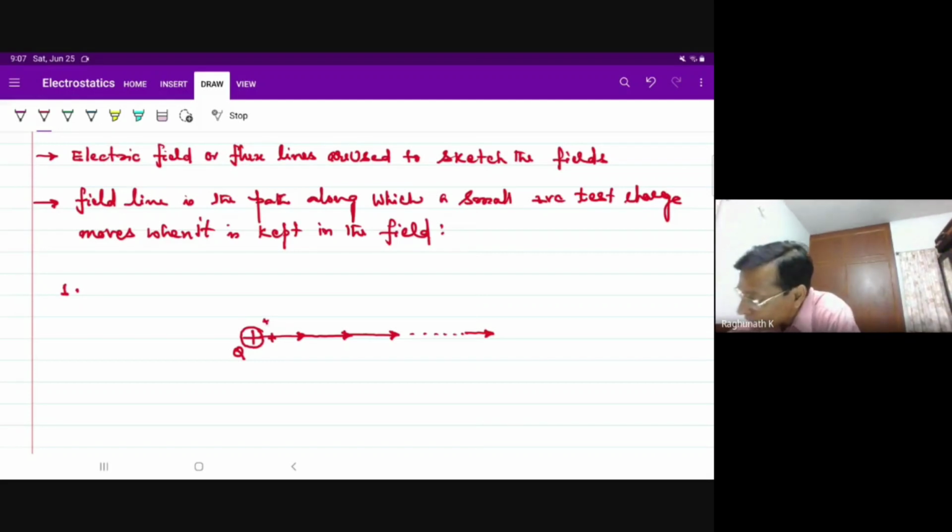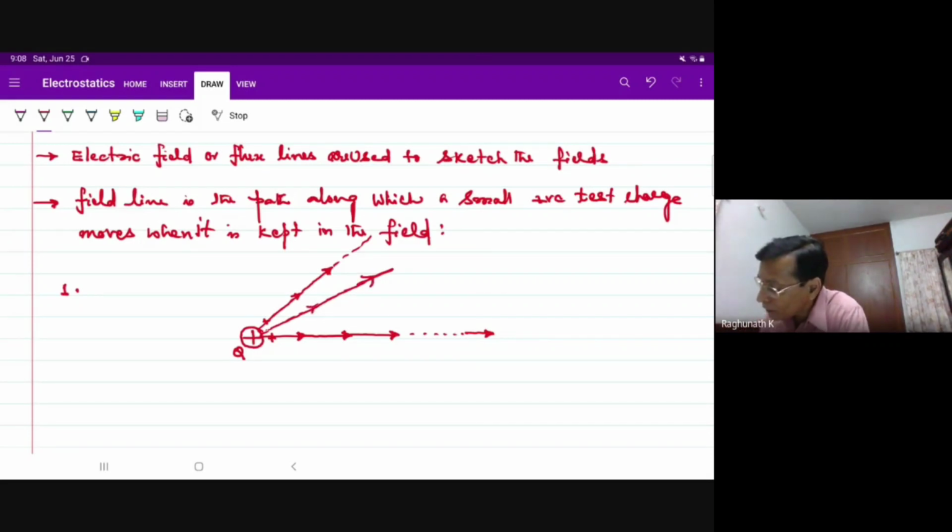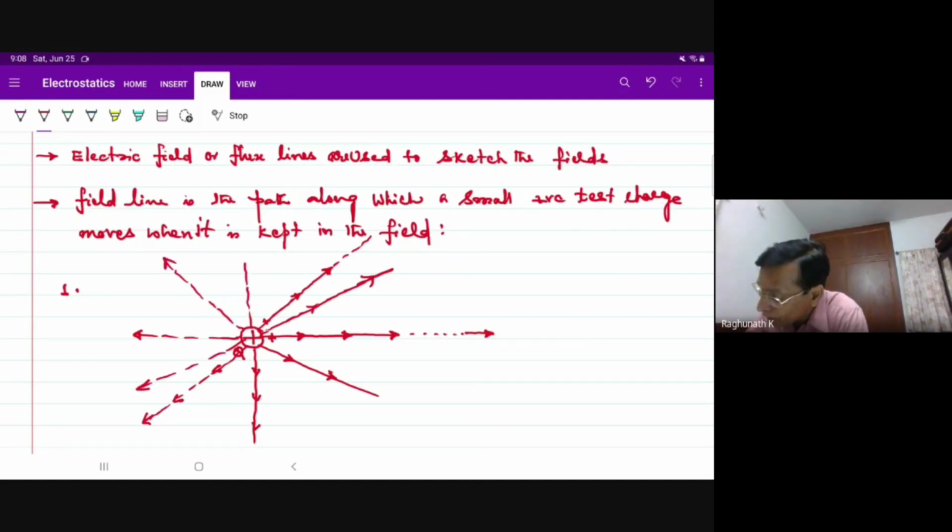If I keep it here, it travels in this direction, creating this field line. If I keep it here, it moves along this line. On the plane, they will have something called circular symmetry. Please look at it. Ask if you have any doubt here. These are the field lines, uniformly distributed in all the directions.